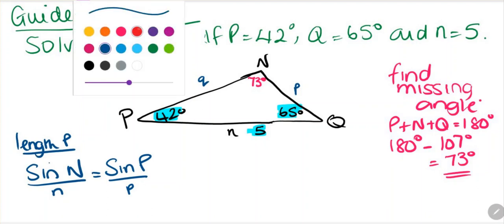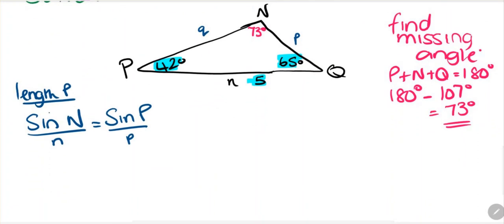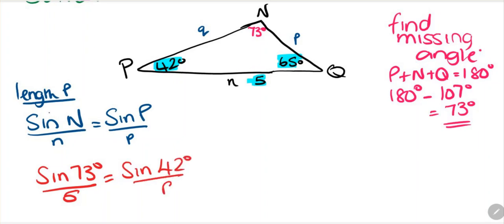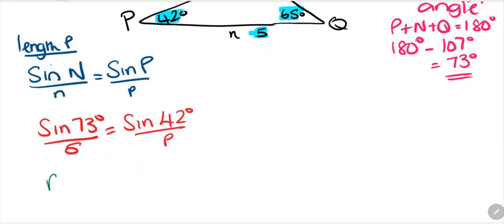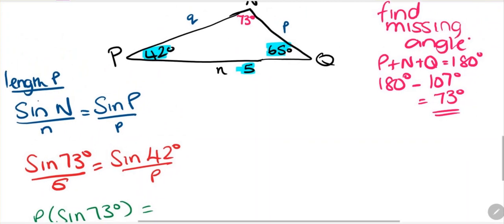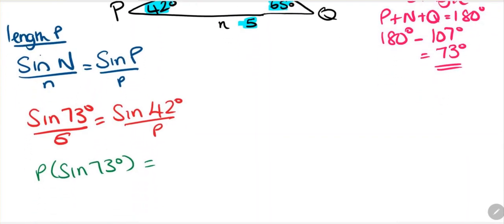So if we substitute in what we know, the sine of N, which is the sine of 73 degrees, is divided by 5. The sine of P is 42 degrees, and that is divided by little p, which we don't know. So we're going to cross multiply. So p sine 73 degrees is equal to 5 sine 42 degrees.